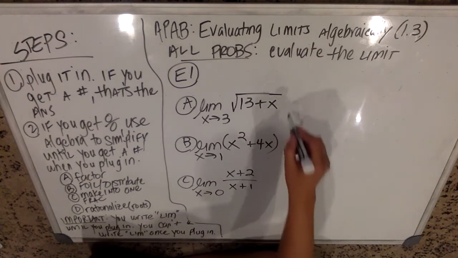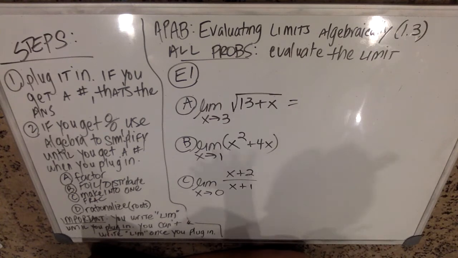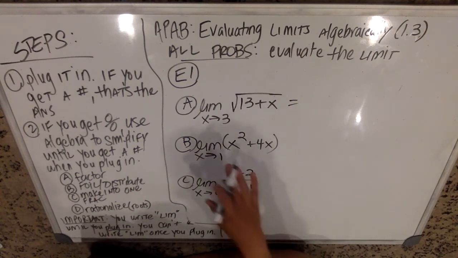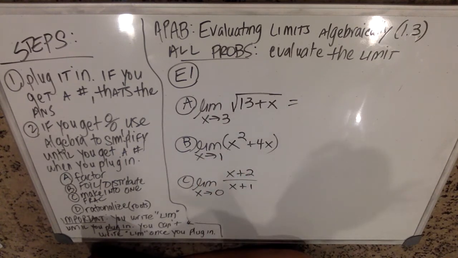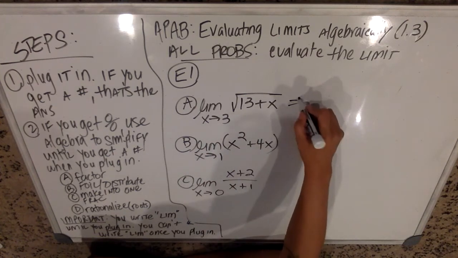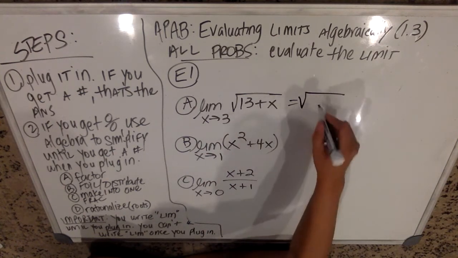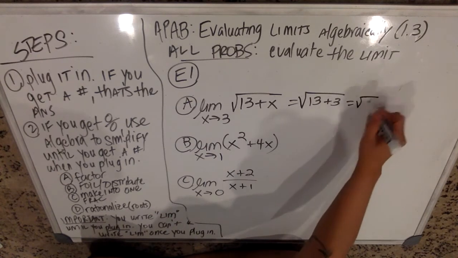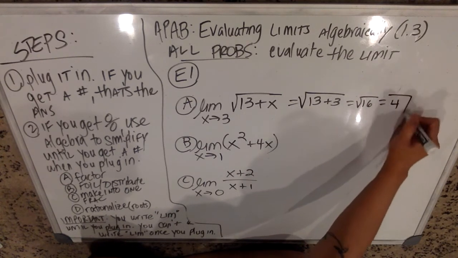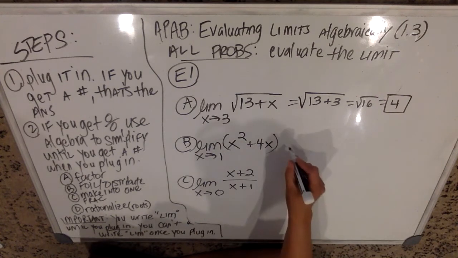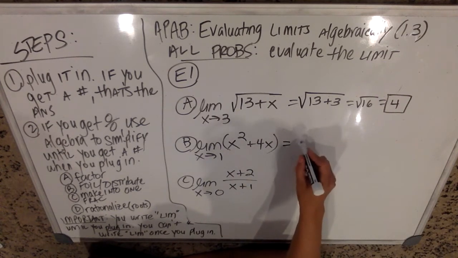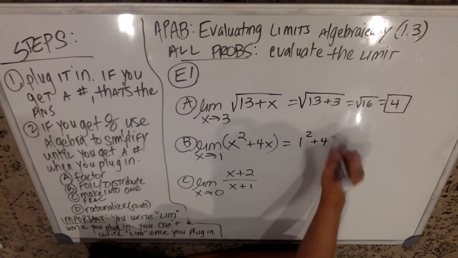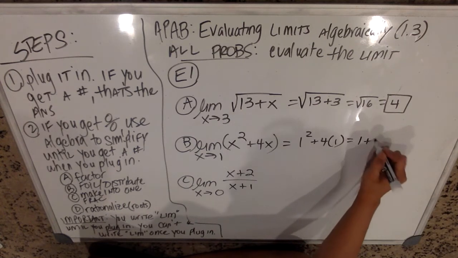So I'm going to start by plugging in, and if I get a number, congrats, I'm done. That's the whole deal. So even if it's an ugly number, doesn't matter, that's my answer. I'm going to go ahead and plug in, and notice that when I plug in, I stop writing the word limit, right? And so I'm going to get the square root of 13 plus 3, which is the square root of 16, which, oh look, that's a 4, and that's my answer. If I plug in here, I'm going to get 1 squared plus 4 times 1, which is 1 plus 4, or 5.